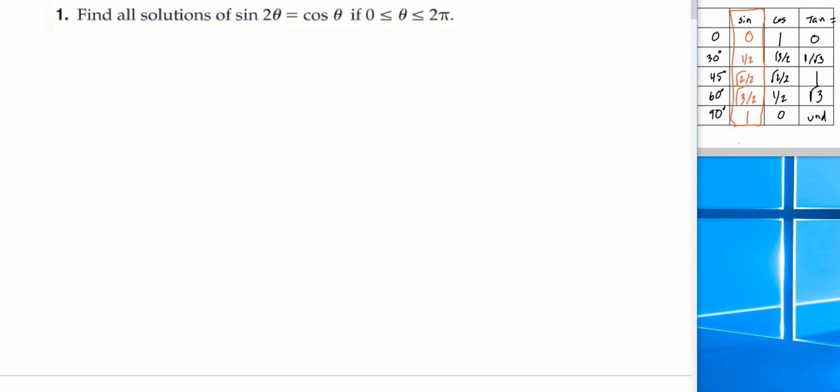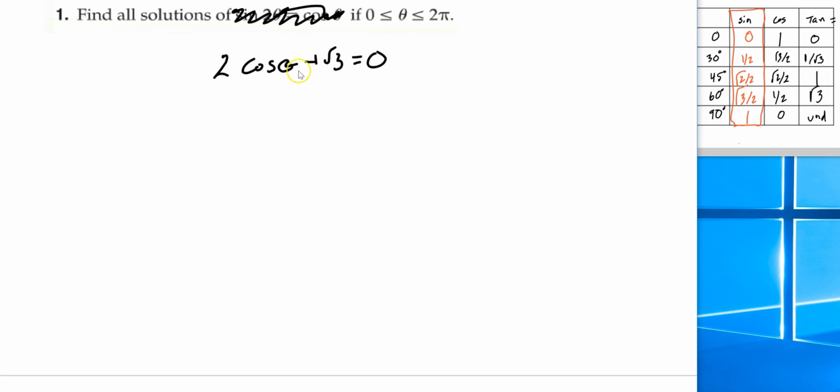Now this one, let me change this. Oh crap. Let me change this a bit. Let's do a more basic one before we do that one. Let's use 2 cosine theta plus rad 3 equals 0.